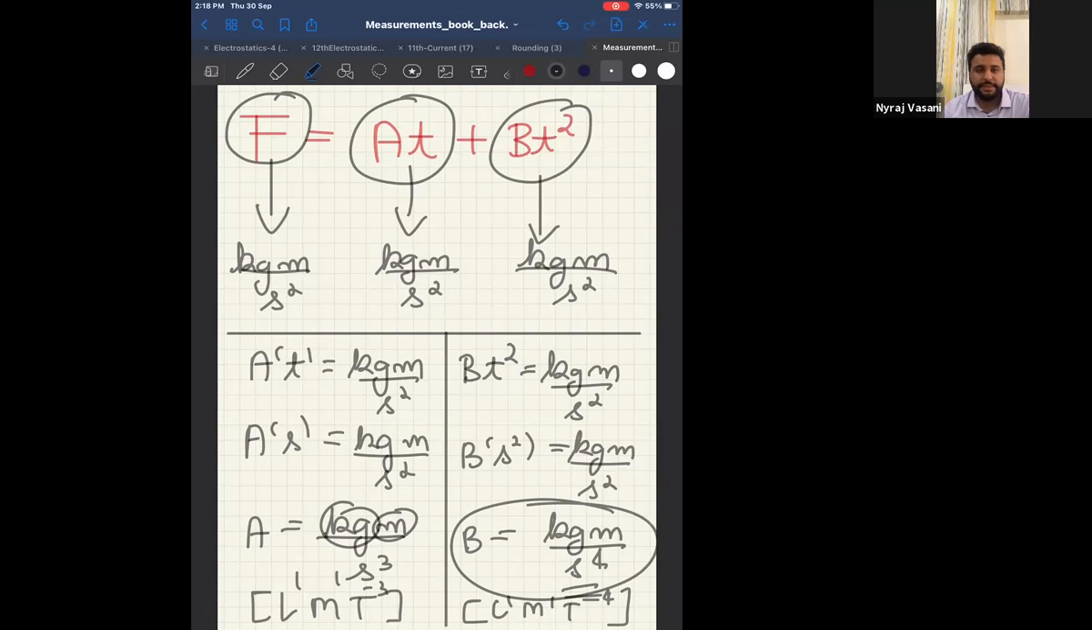If the dimensions are different, they can only be multiplied or divided.